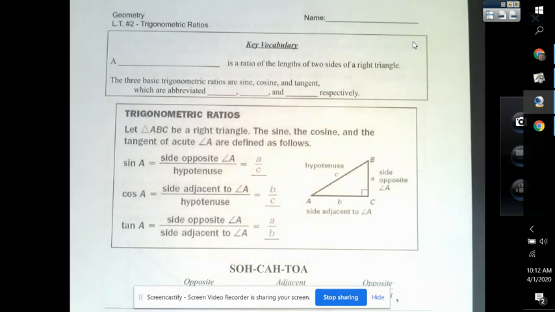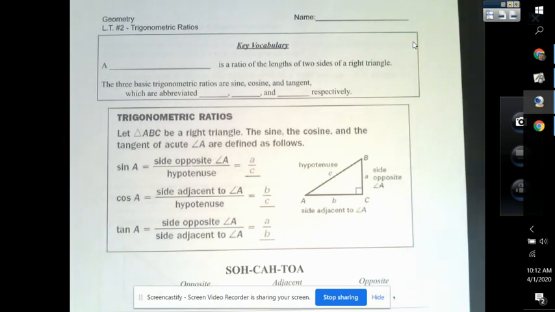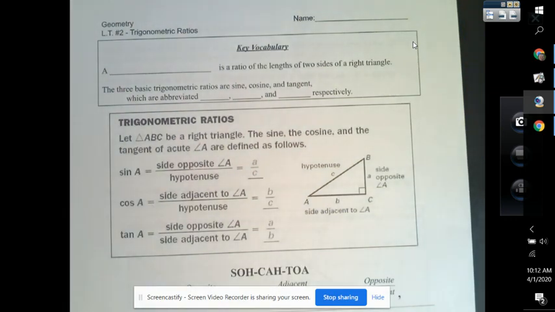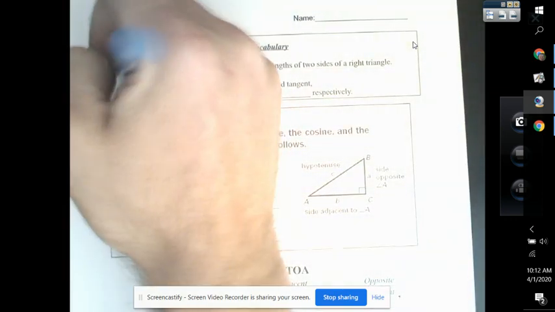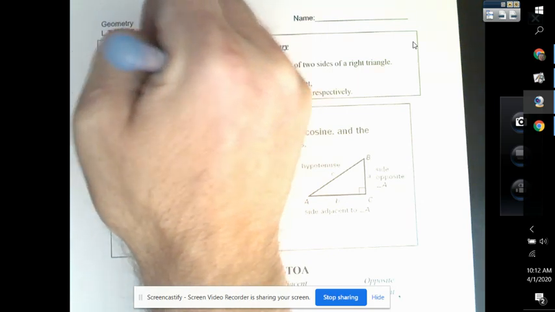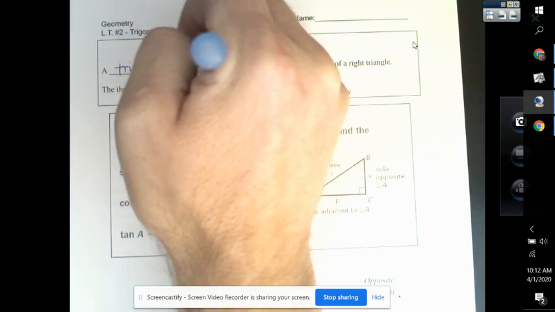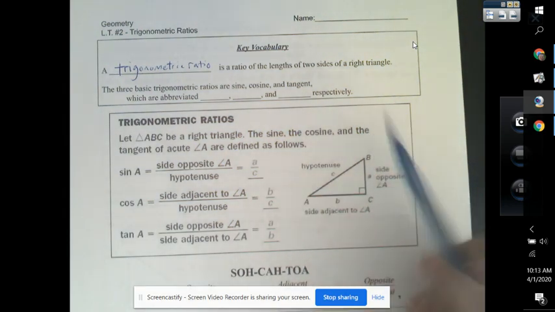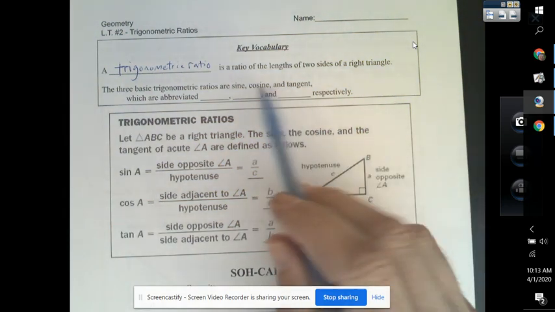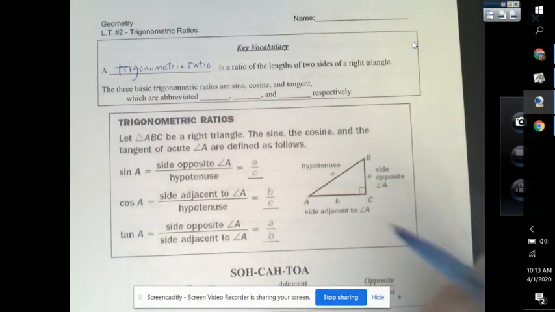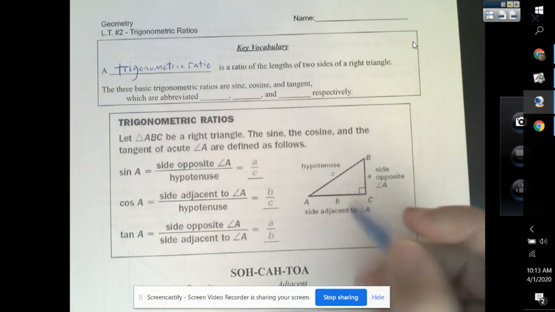We are going to take a look at our second learning target for this lesson on trigonometric ratios. Okay, so to start off, we have some key vocab for you. A trigonometric ratio is a ratio of the lengths of two sides of a right triangle. Now, when we say ratio, we're talking about a fraction. We're going to be making some fractions here. Numerator, denominator, and so on and so forth.